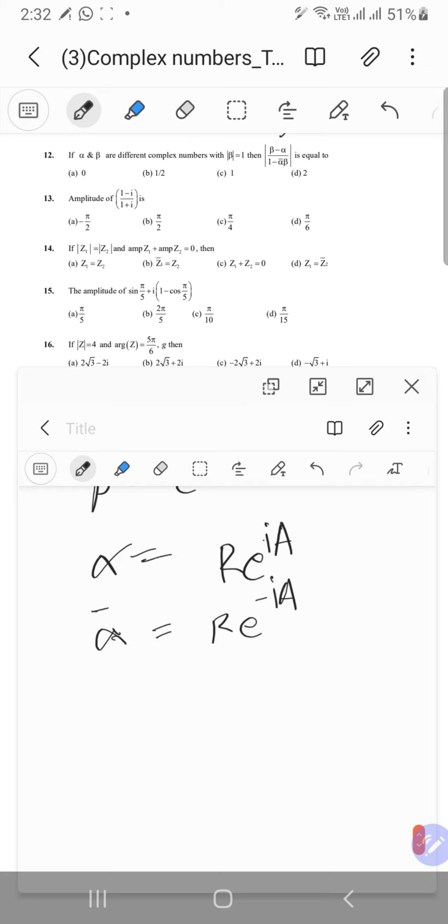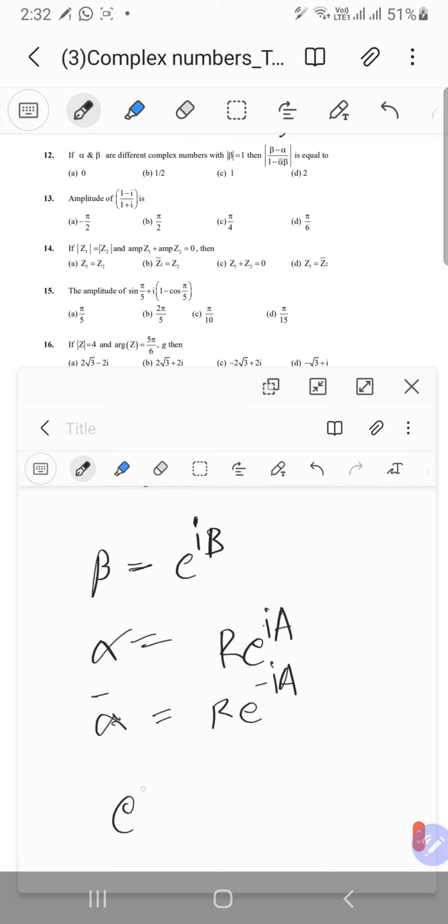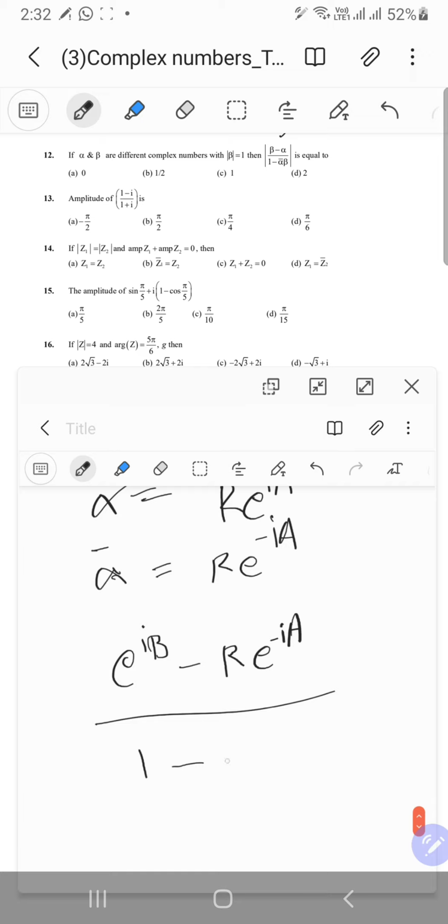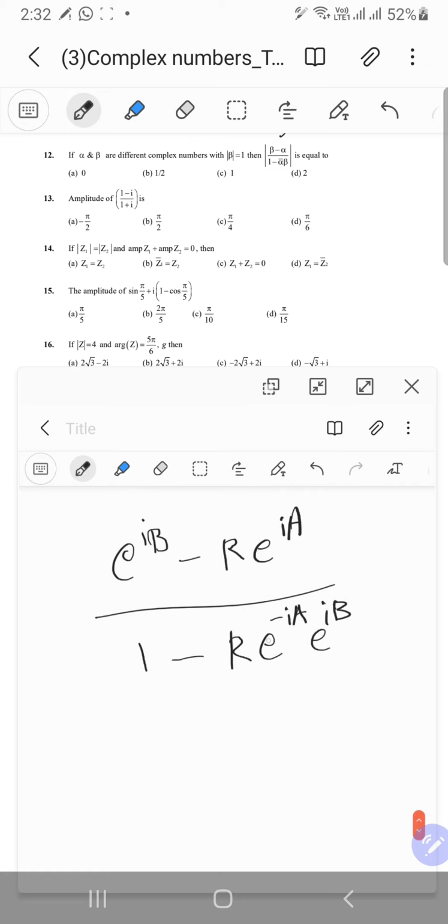Just going to put that over here. So beta, which is e power i b, minus alpha, which is r e power i a. Maybe it's not such a good idea. Still, let's try it. Upon, probably you can take e power i b common, and that's why it's a good idea. Upon 1 minus conjugate of alpha, r e power minus i a, times e power i b, so that's nice. So now what?